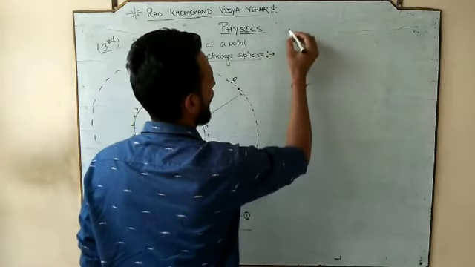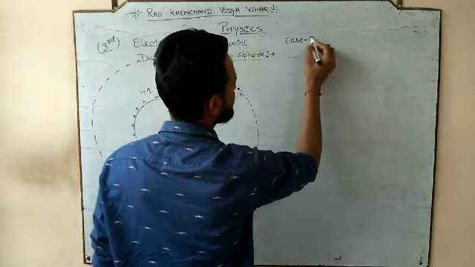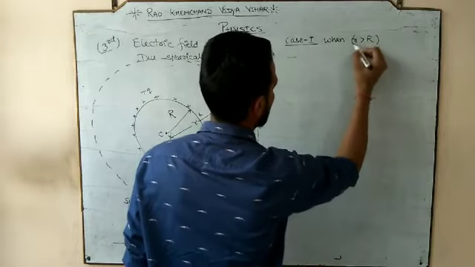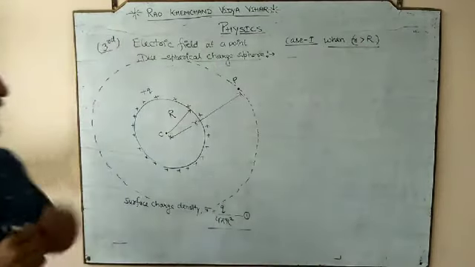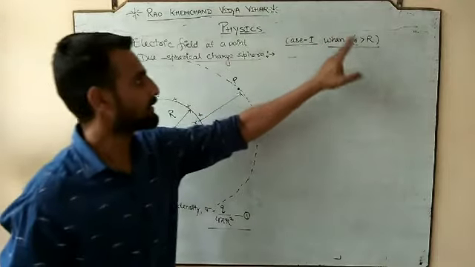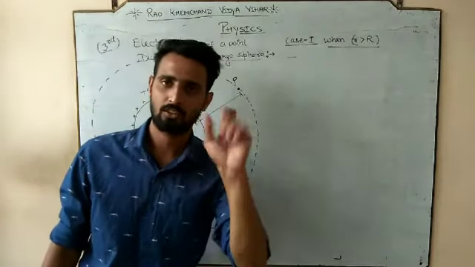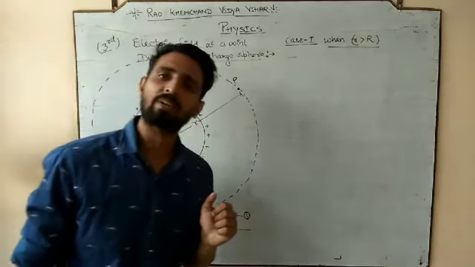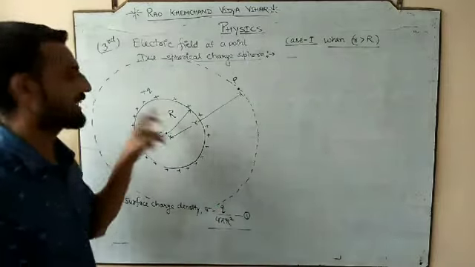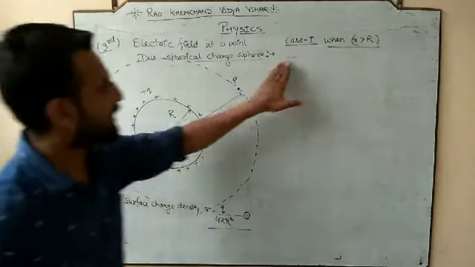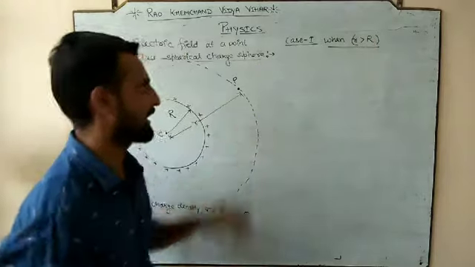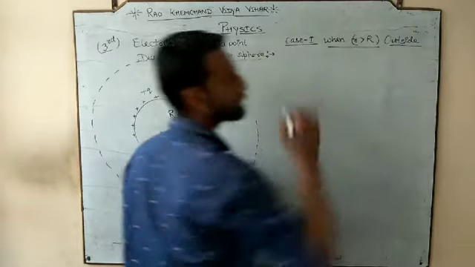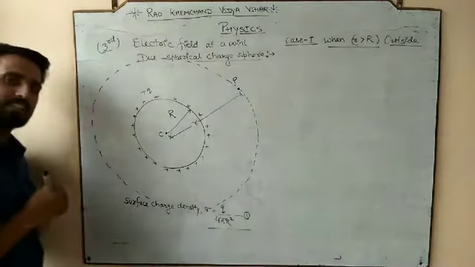I am mentioning here case number 1, when small r is greater than capital R. Please focus on this case. Small r is the distance of the P point from the center, and capital R is the radius of the spherical body. So when small r is greater than capital R, it means the P point is outside the spherical body, and we are going to study the P point outside the spherical body.